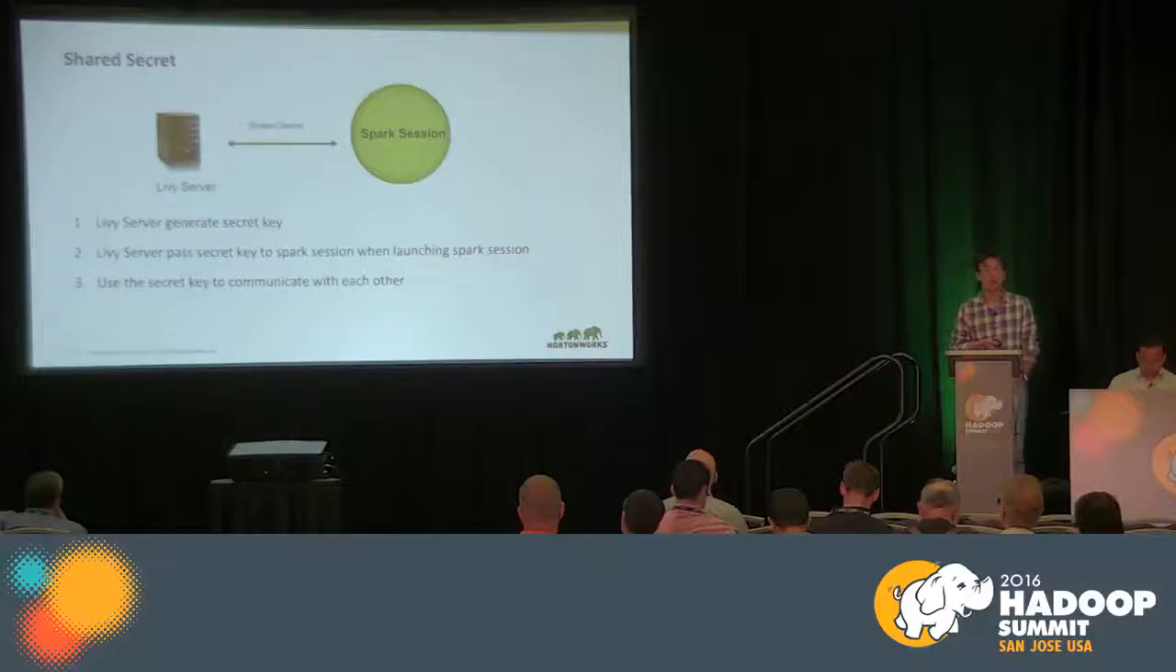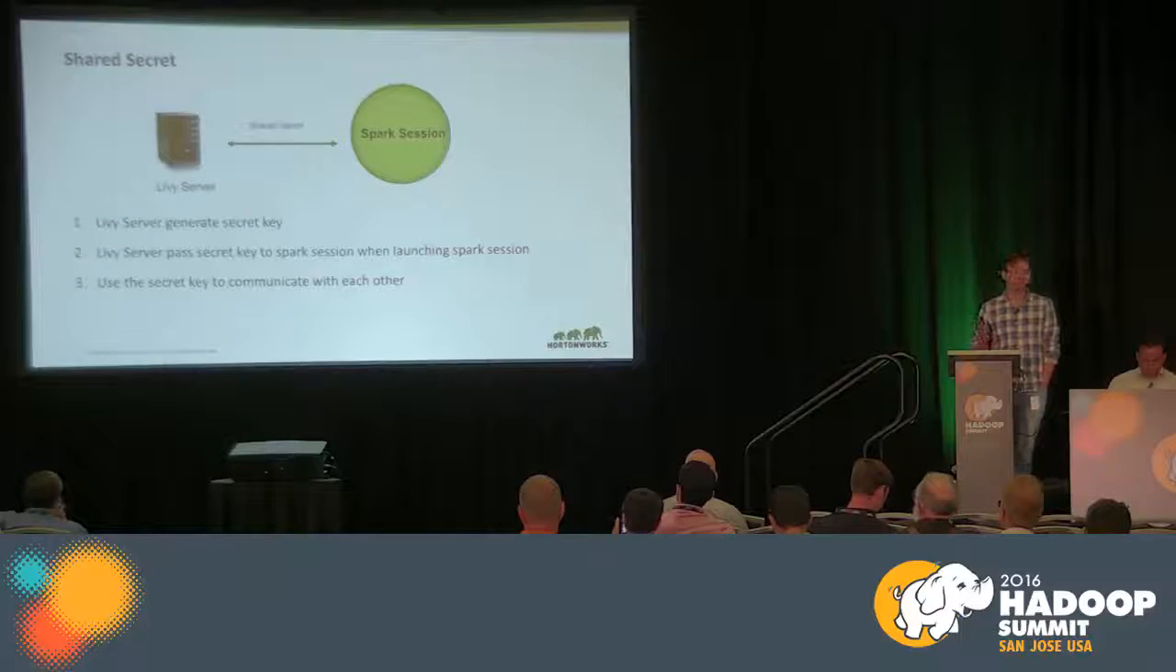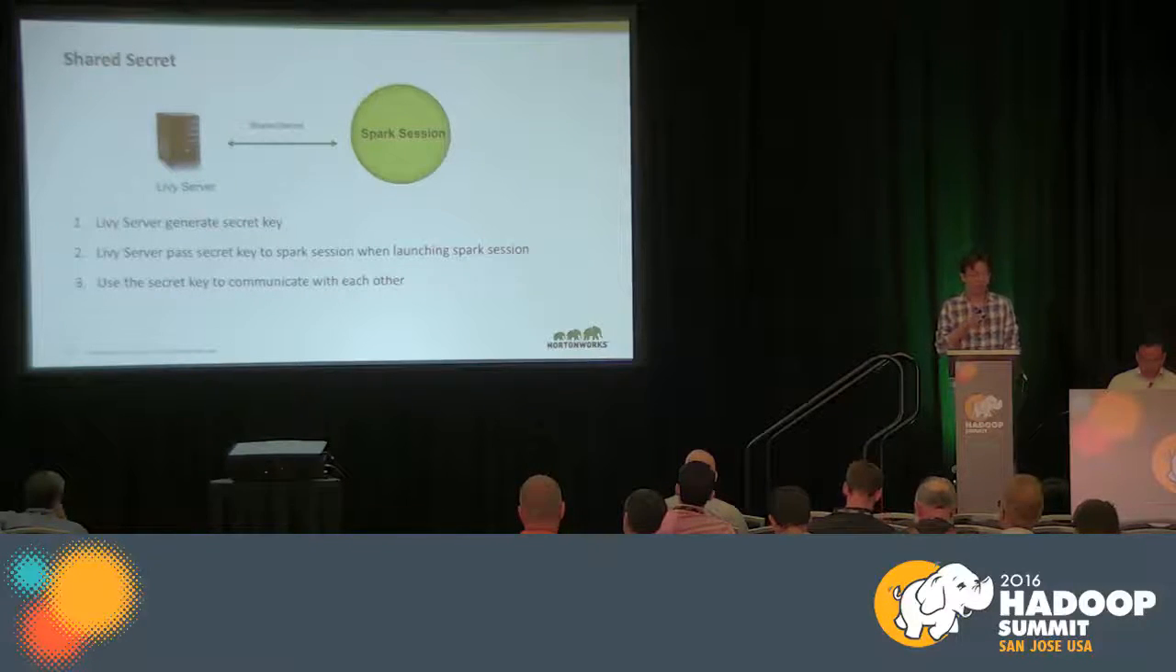Now let's see how we do that. First step, the Livy server will generate a secret key. The second step is that the Livy server will pass that secret key to the Spark session when launching the Spark session. That means only the Livy server and that Spark session know that secret key. The final step is that the Livy server and the Spark session will communicate with each other using the secret key.